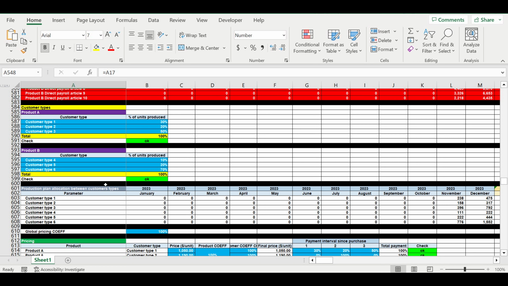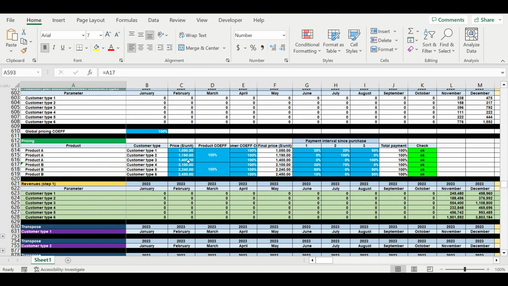Then we started talking about that we have different types of customers for product A and product B. Each customer may have its own price, and may have its own payment algorithm that he uses to pay us for the product A and product B sold to this type of customer.